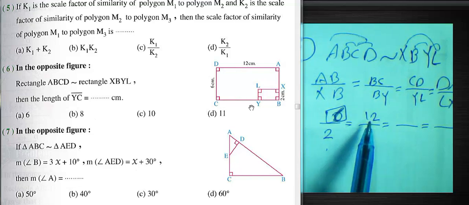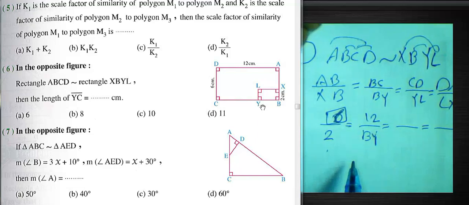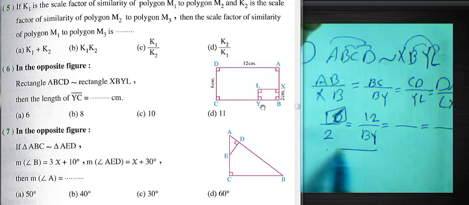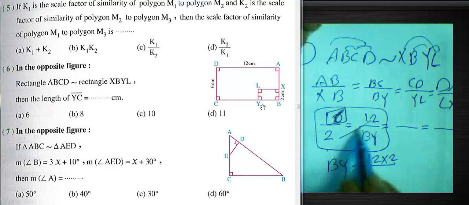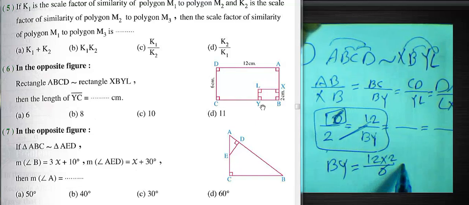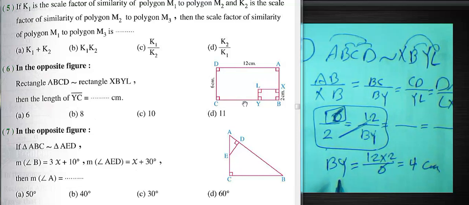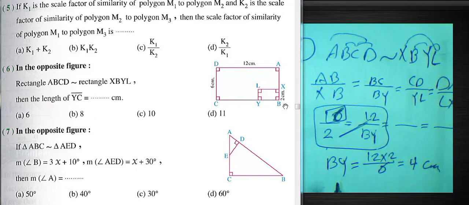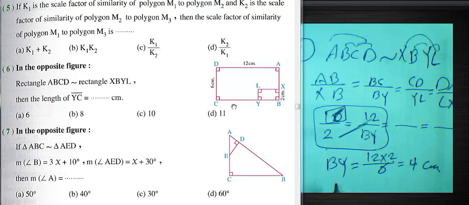BY we don't know. We want to find BY. Okay, we will find it by multiplying 12 and 2, 12 multiply 2 divided by 6. 24 divided by 6 equals 4 centimeters. So BY equals 4 centimeter. He wants to find the length of CY. We will find it by subtracting: CB is 12 centimeter and YB equals 4. 12 minus 4 equals 8. So CY equals 8 centimeter.